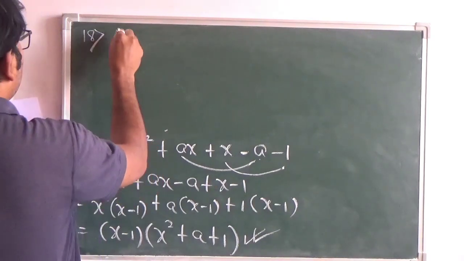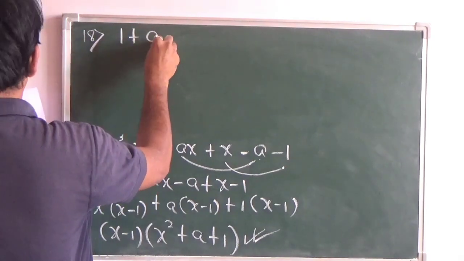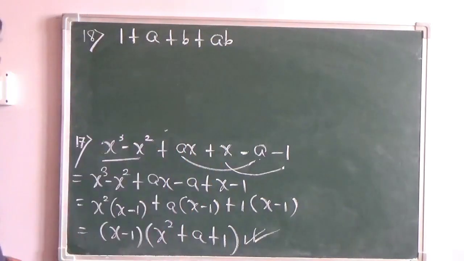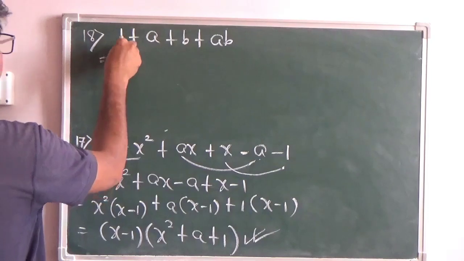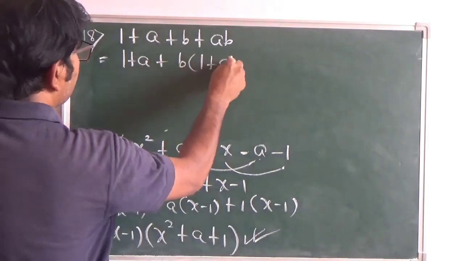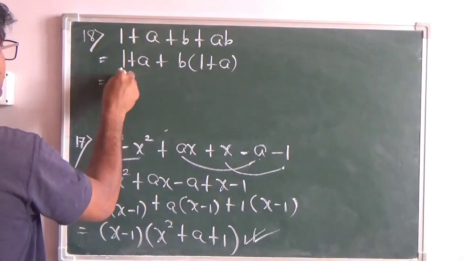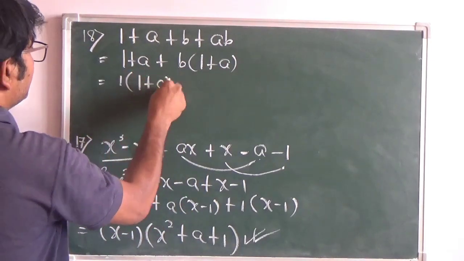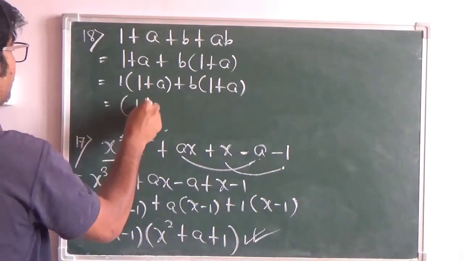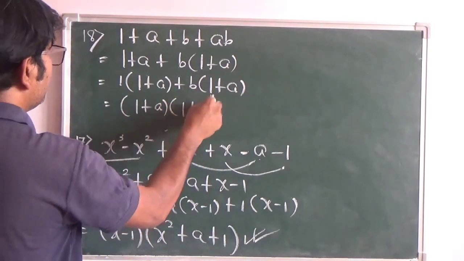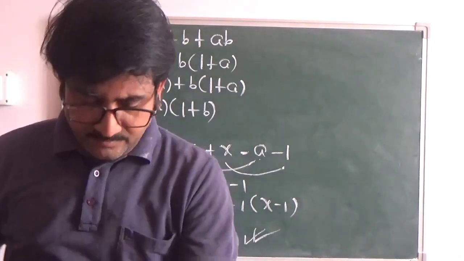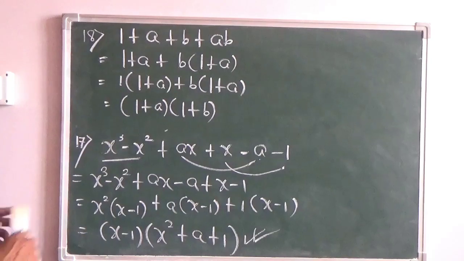It is 1 plus a plus b plus ab. Very simple it is. From here you take 1 plus a, and from this you take b common, it will be 1 plus a. So it's 1 into 1 plus a plus b into 1 plus a. You take 1 plus a common, so it is 1 plus b. I think a similar type of question we did earlier. I think it has involved some negative signs as well.